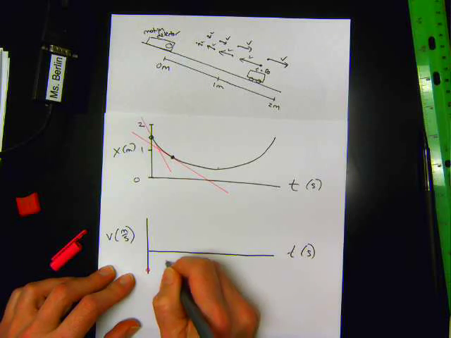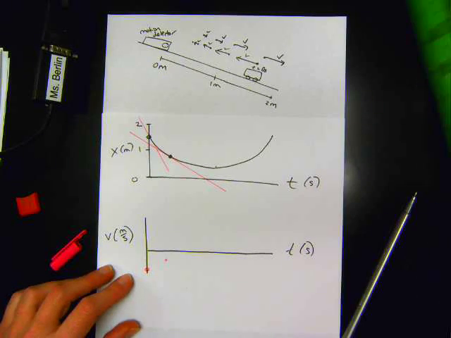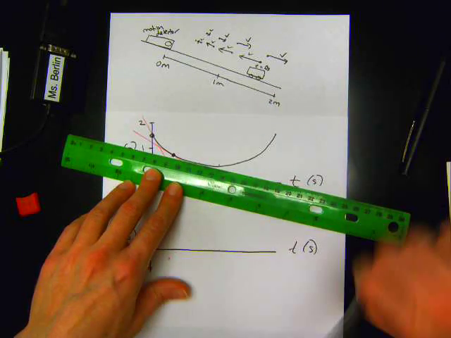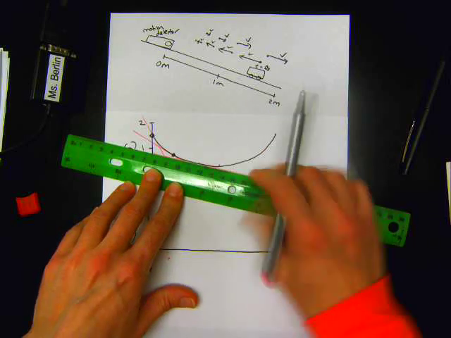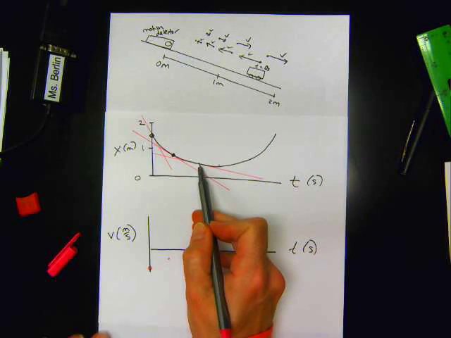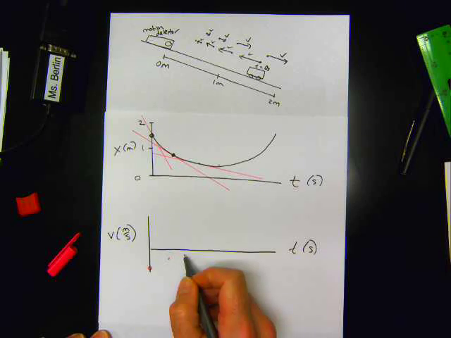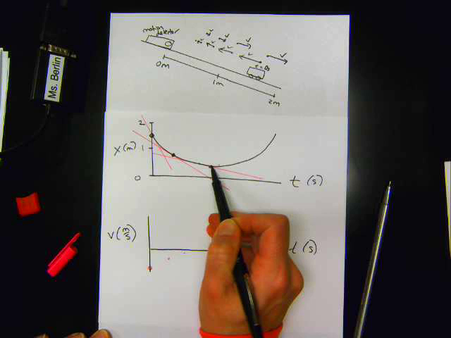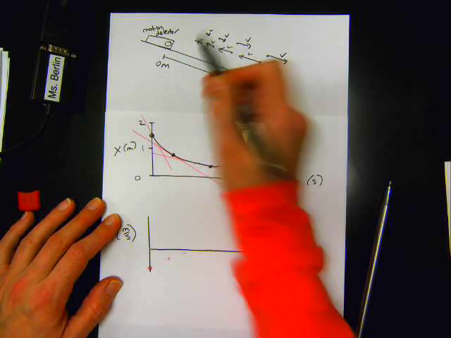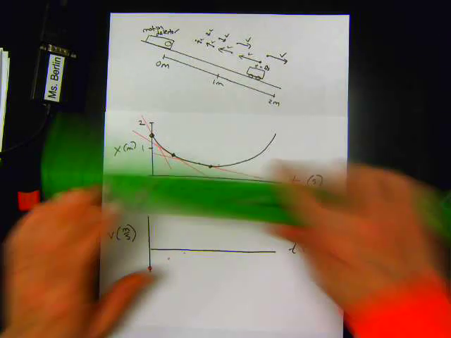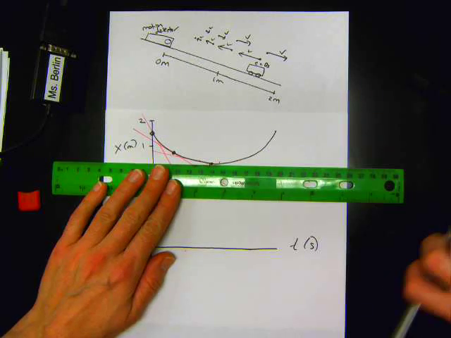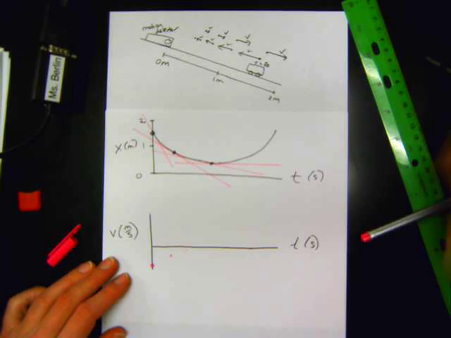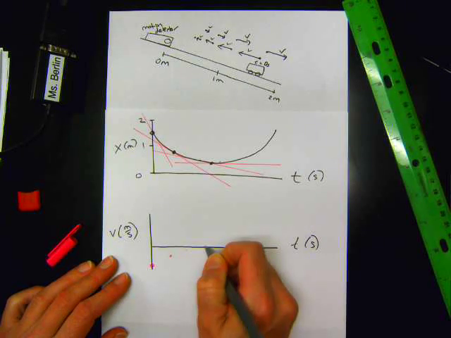Maybe here. If I keep going and drawing in more tangent lines, and maybe at this point I'll draw in a tangent line, I'll notice that the slope is still negative. The velocity is still negative, but it's a smaller slope than before. At some point, maybe here, representing when it was at the very top of the ramp, you can see how the tangent line would have no slope. This means the car has no velocity at that instant. So I'm going to match that up and say at this instant, there's no velocity.